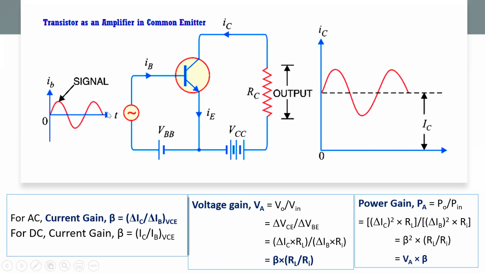So will IC by IB be bigger than 1 or less than 1? This is 95%, this is 5%. So 95 divided by 5. So will this be greater than 1 or less than 1?